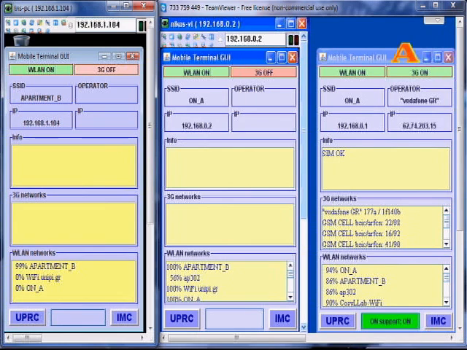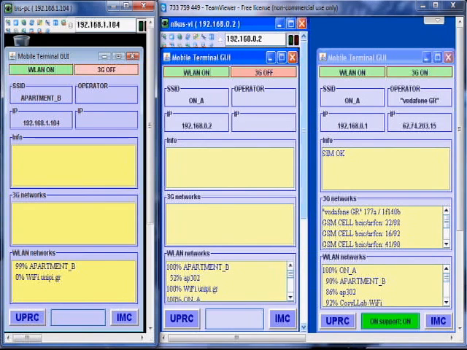Three machines, A, B, and C, are involved in the demonstration. All of them are capable to connect to wireless LAN networks, while laptop A is also equipped with a 3G modem from Intel Mobile Communications, and thus it is able to connect to 3G networks as well.